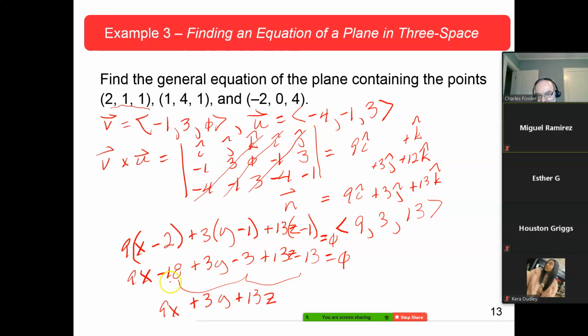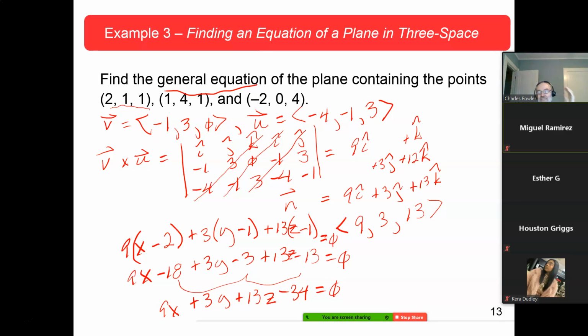Okay, add these 3 together. 18, so minus 18 minus 3, that's minus 21. Minus 13 is minus 34, I believe it is. Minus 34 is equal to 0. That's your general equation for the plane containing those 3 points.